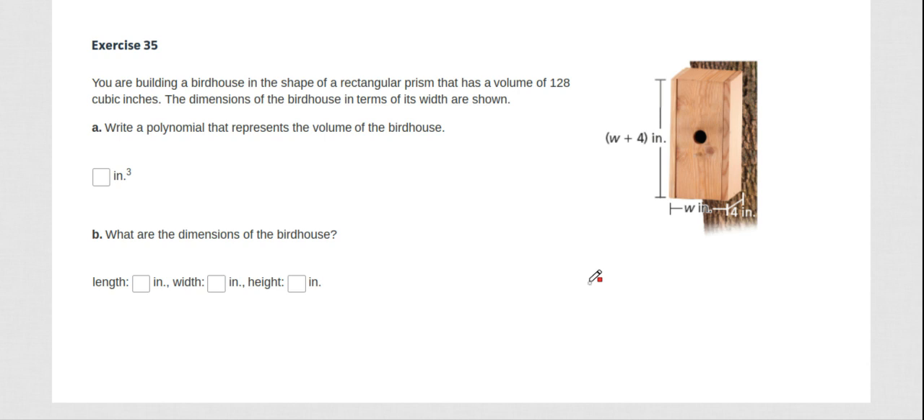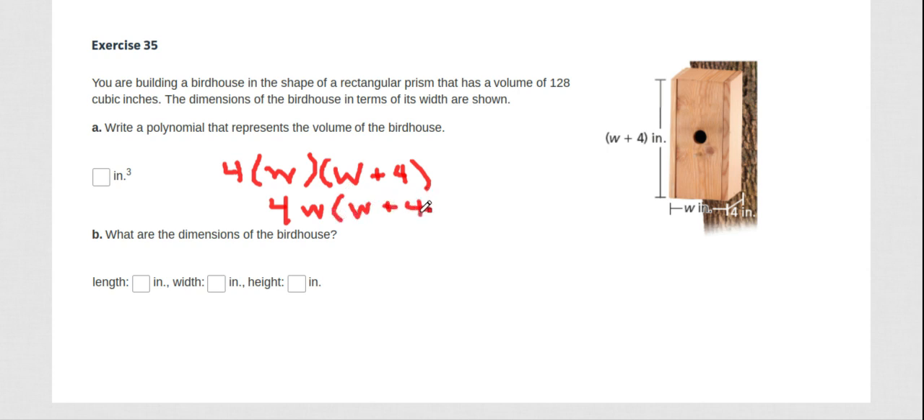In order to calculate the volume of a rectangular prism, it's the length times the width times the height. So the polynomial should be the length 4 multiplied by the width W and multiplied by the height W plus 4. And then in order to enter this in, you just need to multiply everything out. So 4 times W is 4W. And then you would need to multiply 4W by W plus 4.